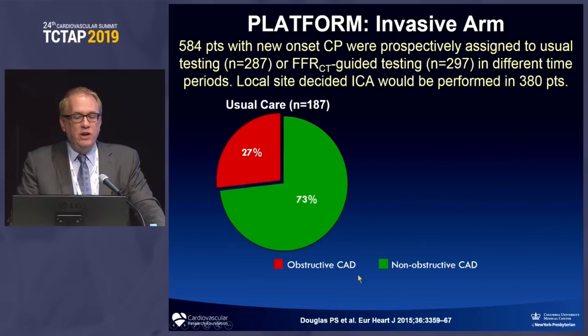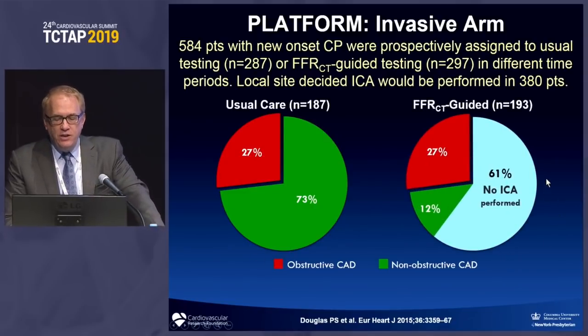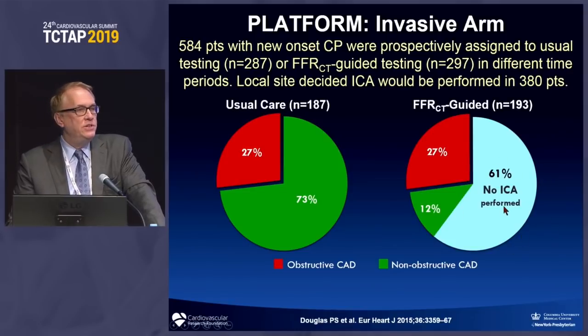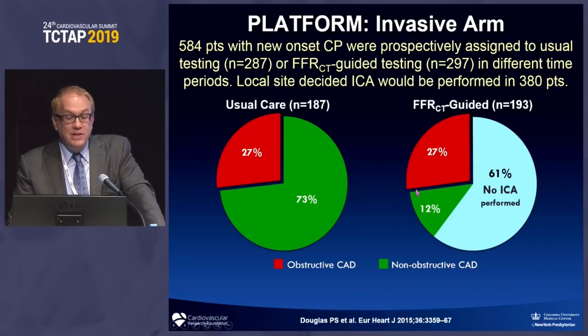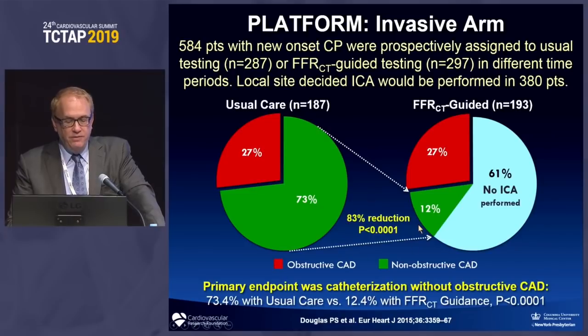And in the usual care group, 187 patients went to the cath lab and only 27% actually had obstructive coronary disease, whereas in the FFRCT guided group, you could see that in 61% of the patients, no angiography was performed. They found 27% again had obstructive disease. There were a few false positive FFRCTs, but they basically deferred unnecessary angiography, in this case in 83% of cases.